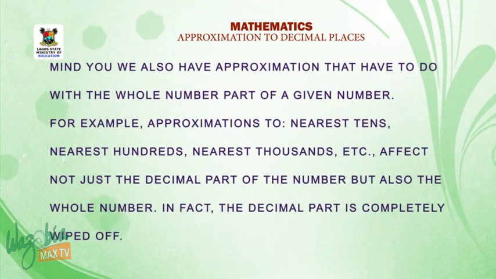Mind you, we also have approximation that has to do with the whole number part of a given number. For example, approximations to nearest tens, nearest hundreds, nearest thousands, etc. affect not just the decimal part of the number, but also the whole number. In fact, the decimal part is completely wiped off.